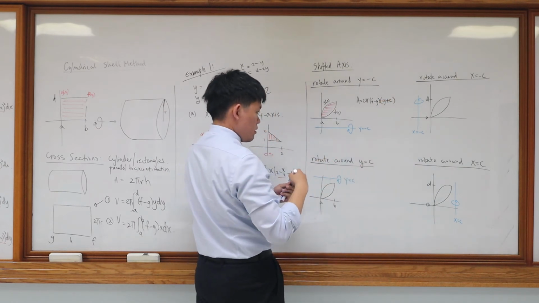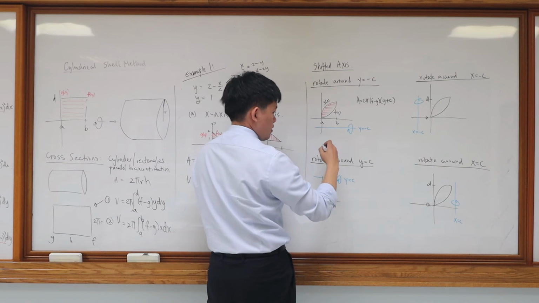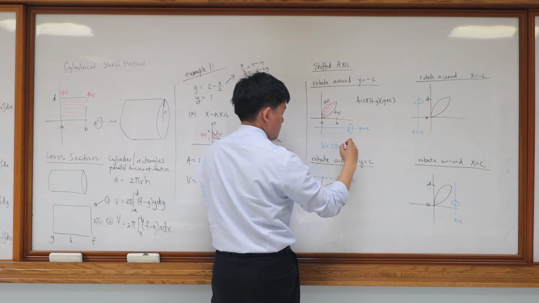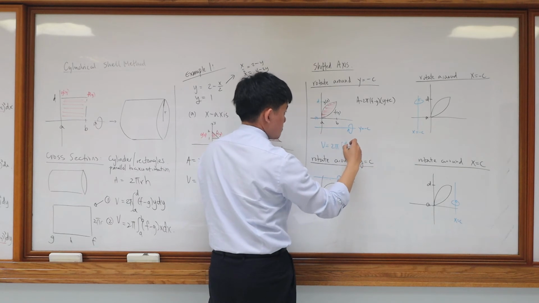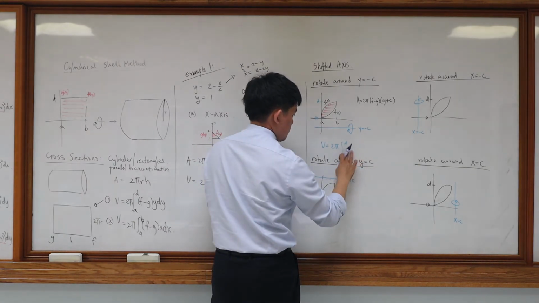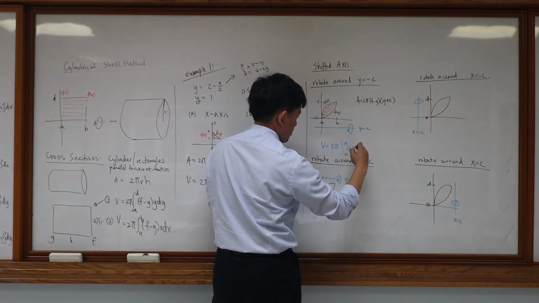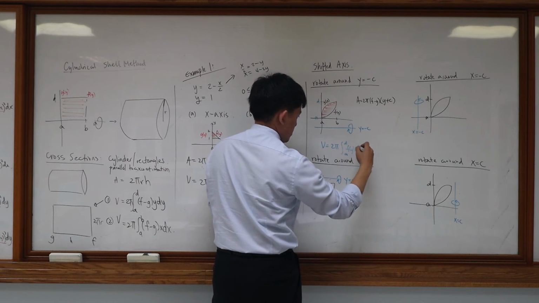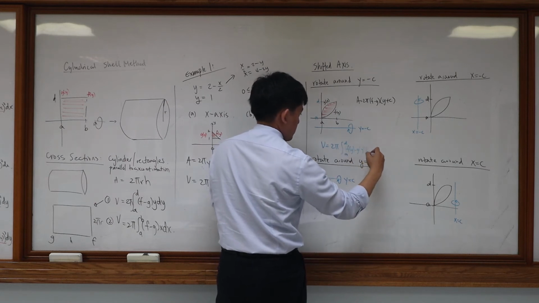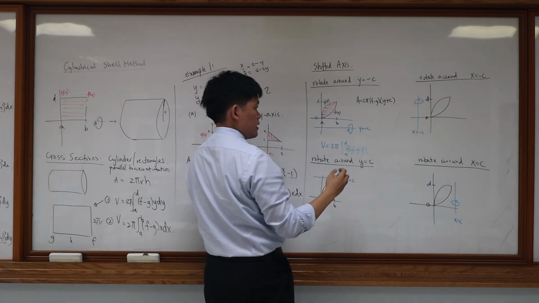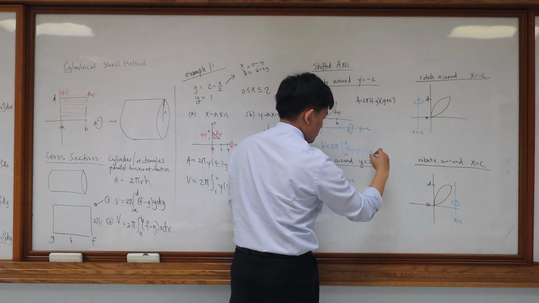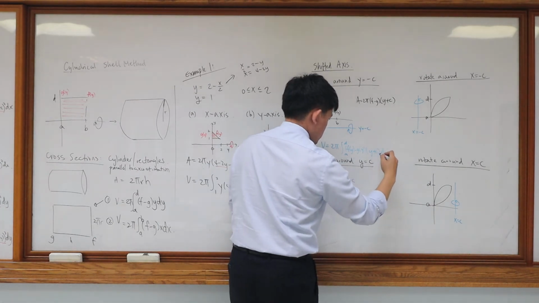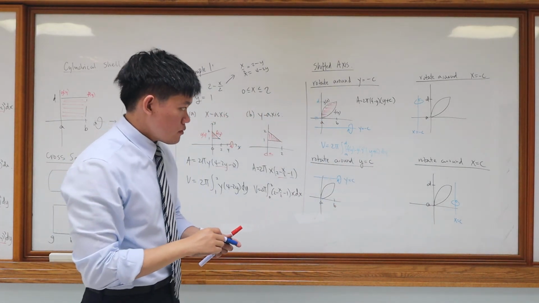So that means my volume here will be given by V equals 2 pi, integral from a to d, of f minus g, so f of y minus g of y, times my radius. My radius here is equal to y plus c dy. So that's the answer to that one.